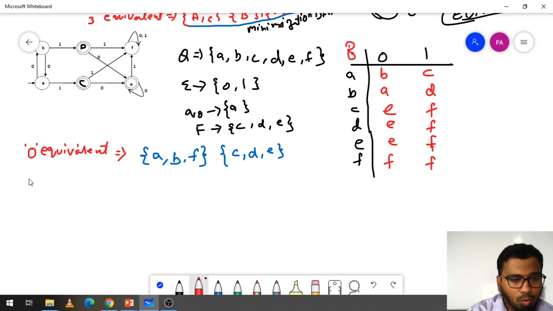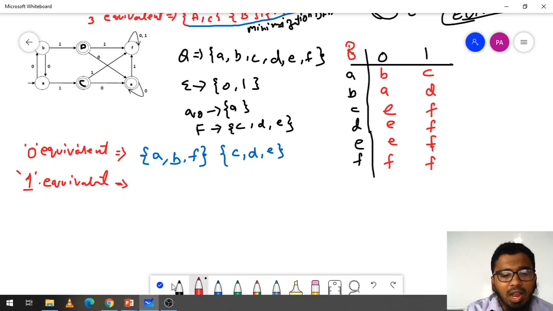Okay, next, one equivalence. What is one equivalent? Now we take zero equivalent as the input and we need to get the one equivalent. So how to do it? First you need to check whether A comma B is equivalent or not.